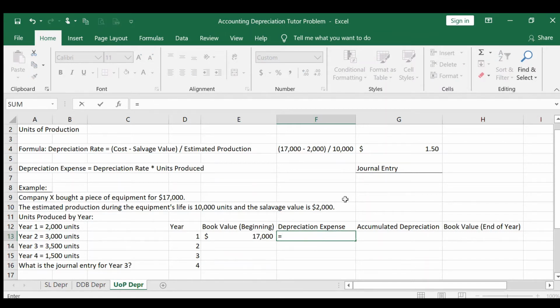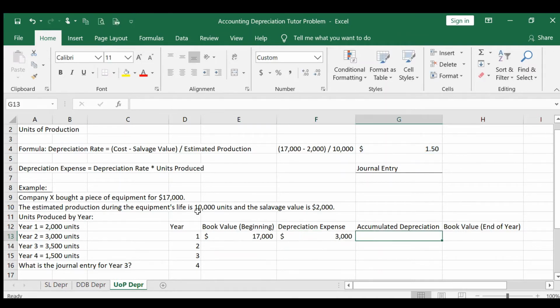Alright, so we know our depreciation rate is $1.50, so we can put that in there. And then we have our year 1 produced units is 2,000, so we're going to put in 2,000, and boom, we get $3,000 of depreciation expense. Our accumulated depreciation is simply 3,000 because it is only year 1.